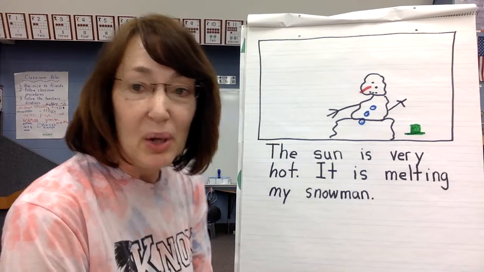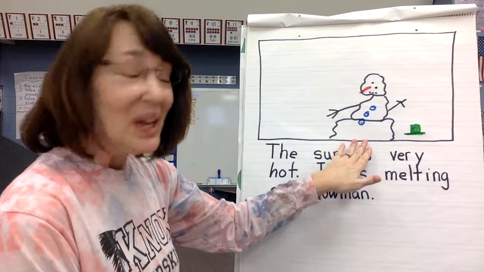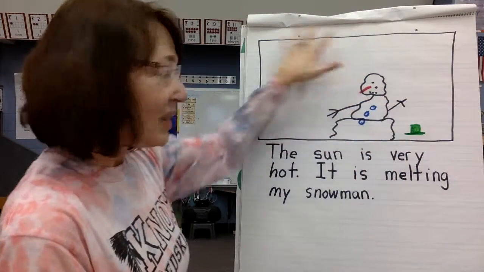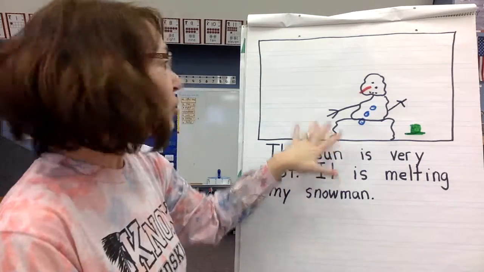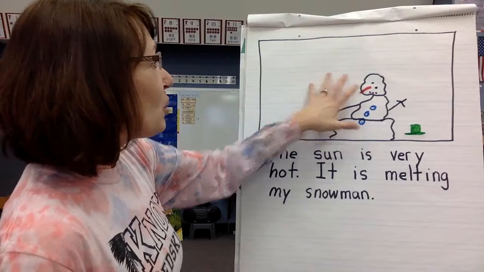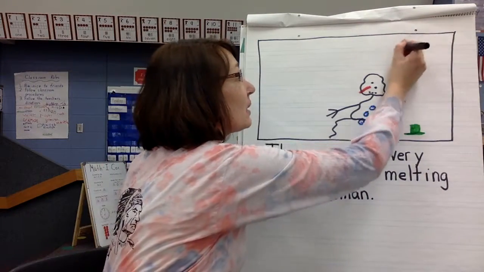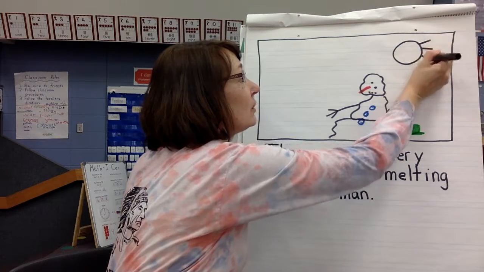When we're drawing a picture, I've got my melted snowman. He's not looking so great. We need to make sure that we're adding lots of details also. So when you're doing a picture, make sure you put lots of things in here. So I know I've got my snowman, and I know that it's melting, so I need a sun. Sun is big and bright. My sun.